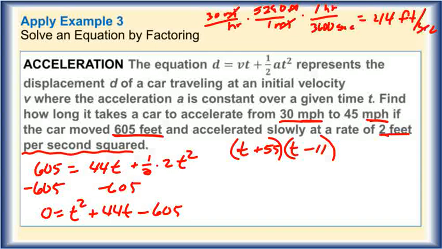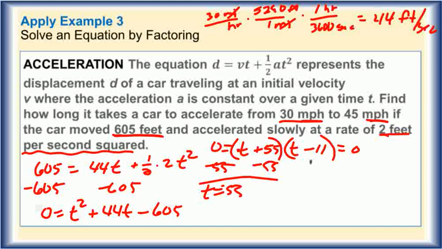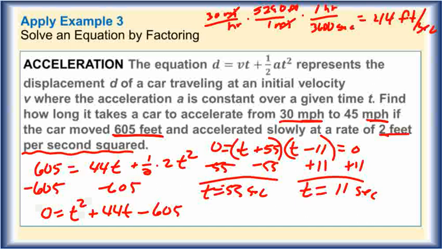Now if I make each of these equal to 0, subtract 55, I get t equaling negative 55, or here adding 11, and t equaling 11 seconds. Now the only one that would make sense here would be a positive time. So the only one that would work would be 11 seconds.